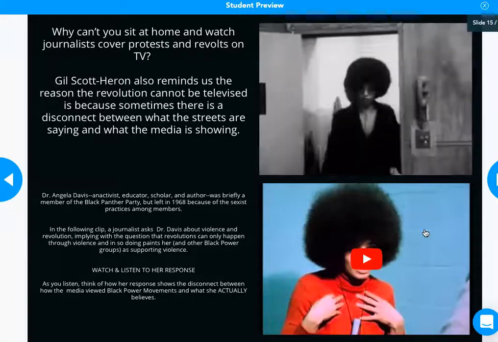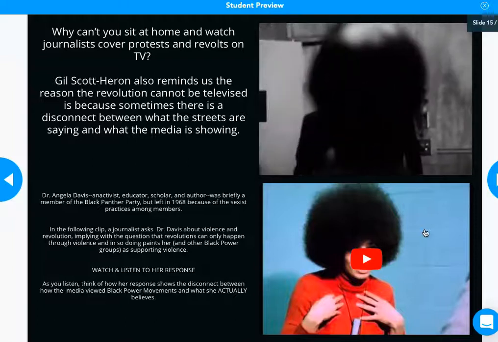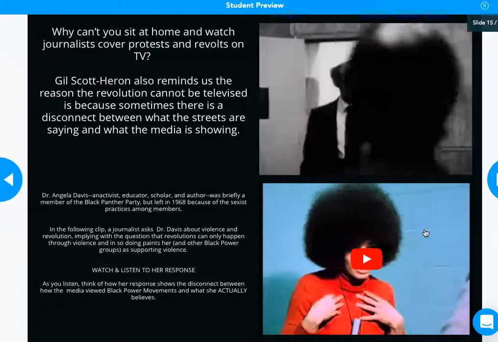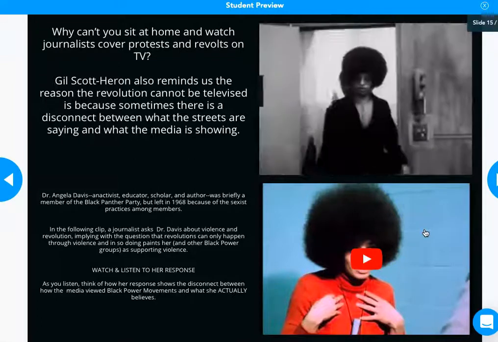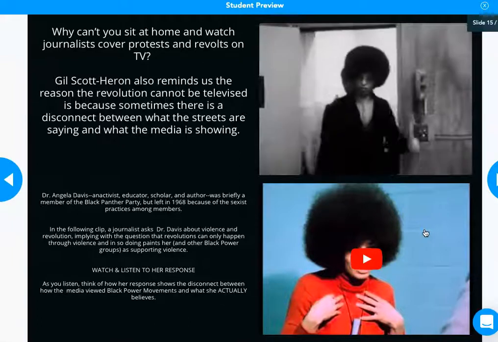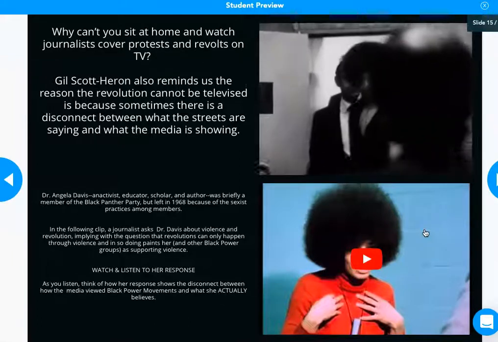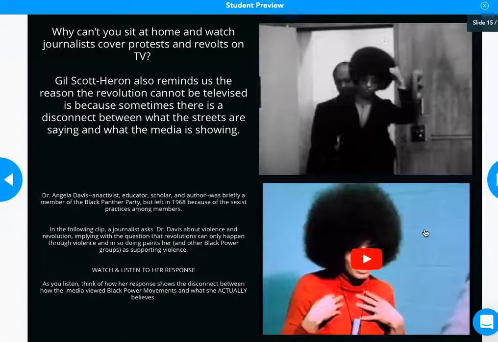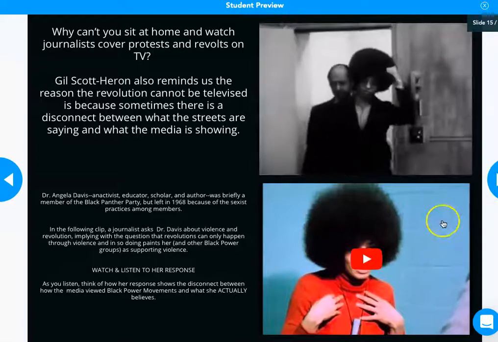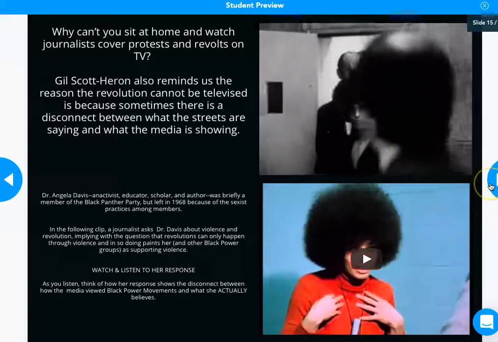So that's why it's important. You can't always just rely on one media source for your information. You have to do some background research. So here you have a clip from Angela Davis discussing the media and how the media sometimes does not really show what is happening on the streets when it comes to these protests. And we're going to look further into this interview later on in the unit.